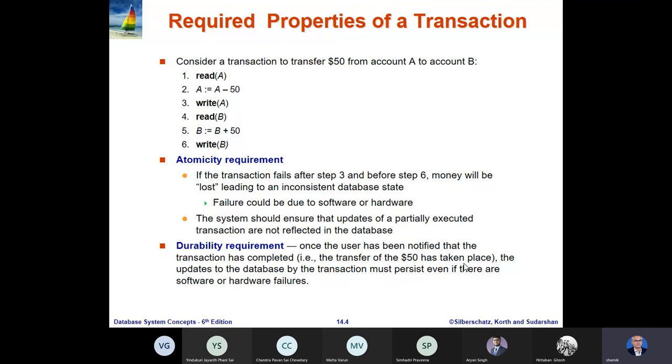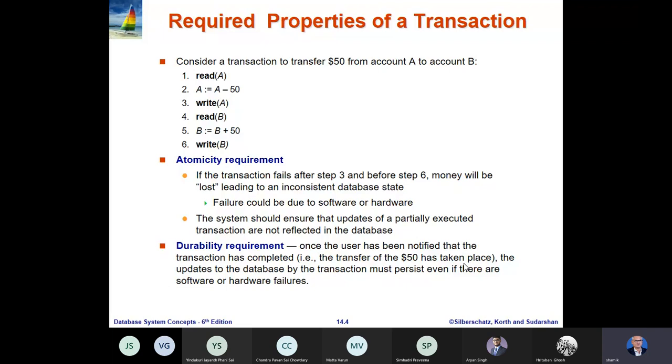It means either all of the instructions of this transaction, and for that matter any transaction, will get executed and complete successfully, or if there is some issue in between, then the effect should be that all the small steps that were taken are reverted back. So either all the instructions will complete, or there will be no effect of any one of those instructions. That is what is meant by the atomicity property.